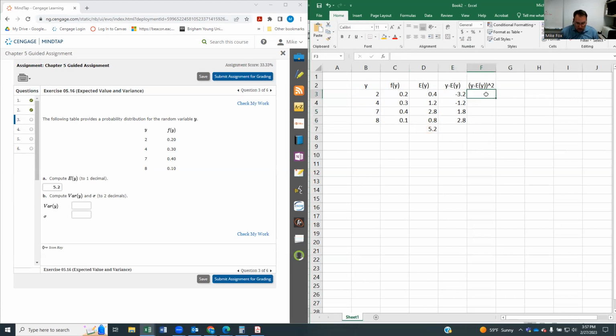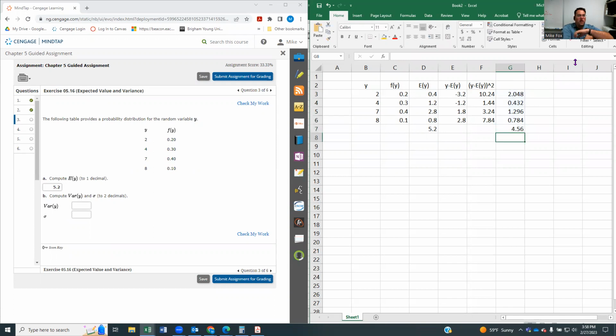All right, so now to square it, I'm just going to say this equals this number, which is y minus the expected value of y. We use shift and the 6 key, which tells Excel an exponent, and then put 2. So we're going to square that number. And now we take the value of f of y, so the probability, times the value of y minus the expected value of y squared. And now the sum of all of these values will be our variance.